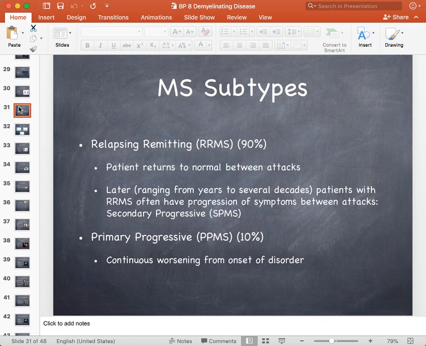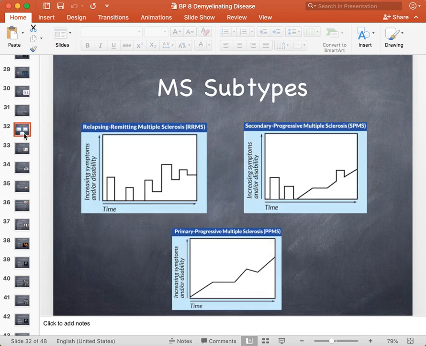Got it. And here's a couple nice tables that just show what we're talking about. On the x-axis here is time, and on the y-axis, the higher you go up, the more disability. So here's relapsing remitting. As you can see, someone is going along, they have an attack, but they come back to normal. Then they have a couple more attacks, and then ultimately they start progressing subsequently. They have attacks, but they don't.